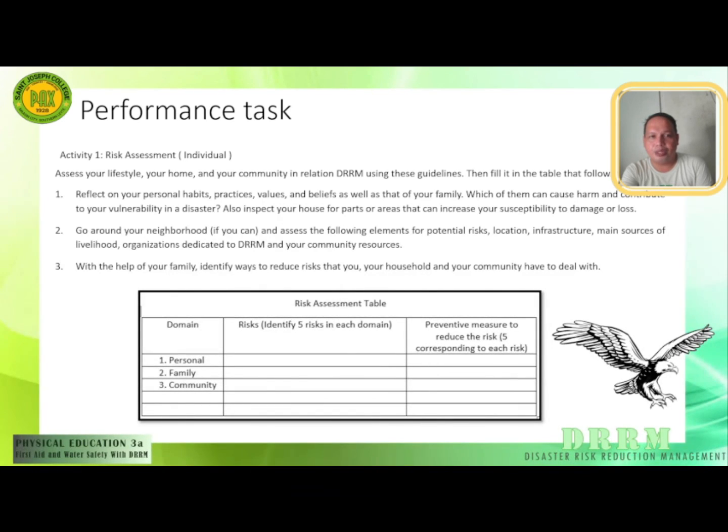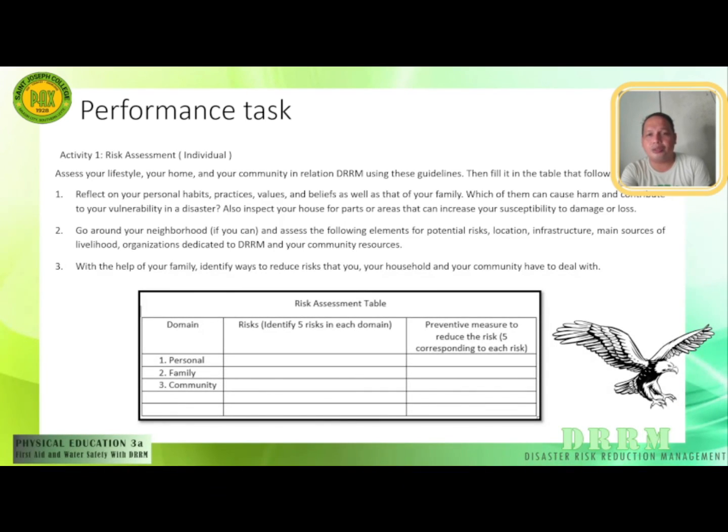Number 1, reflect on your personal habits, practices, values, and beliefs as well as that of your family. Kamao ba sila mo-CPR? Kabalo na ba sila kung asa mo-padulong if ever naay bagyo? Kabalo ba sila sa mga first aid? Like that. Which of them can cause harm and contribute to your vulnerability in the study? For example, ang usa, naay sakit. Family member, naay sakit. Then naa pod ang usa nga nag-eskwela og criminology, so katabang na mo sa rescue. Like that.